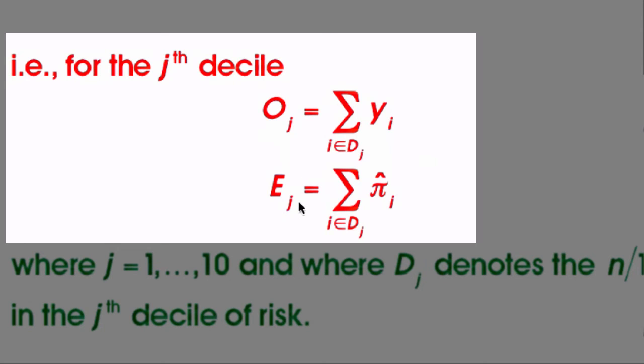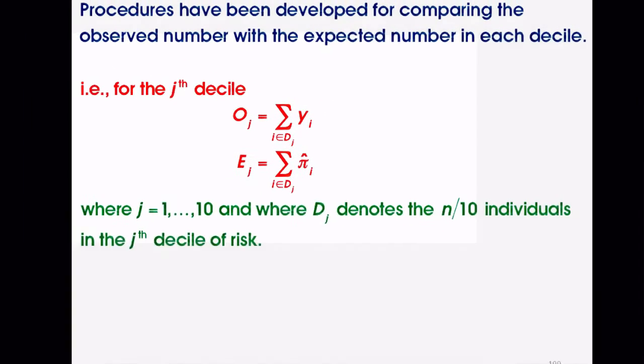If you sum up over all of the women in that decile the estimated probability of having a low birth weight baby, then you get the expected number in that decile. And we talked about the fact that hopefully the observed number of events in each decile corresponds very well to the expected number of events in that decile.